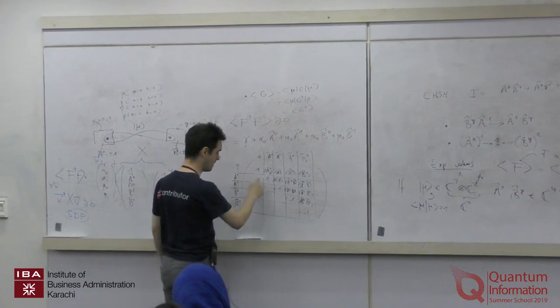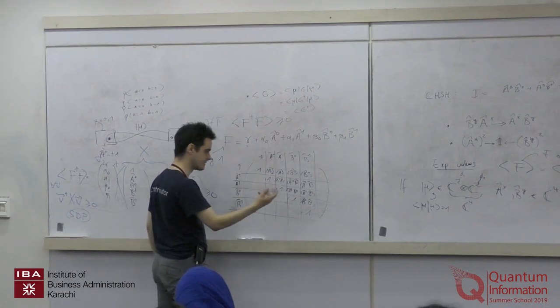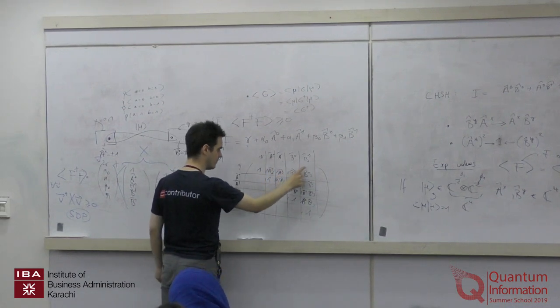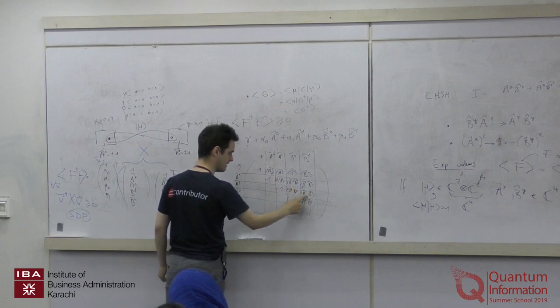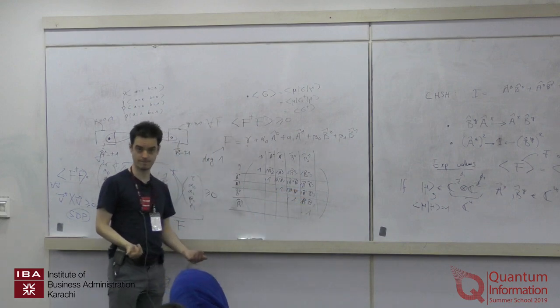How many of them do we have? Okay, this is one, it's going to be a scalar. We have 1, 2, 3, 4, 5, 6, 7, 8, 9, 10 variables.